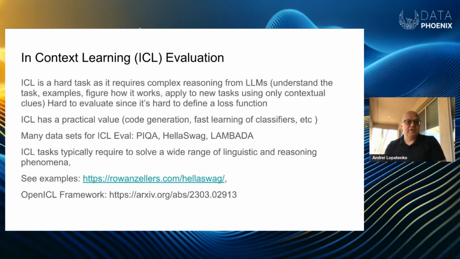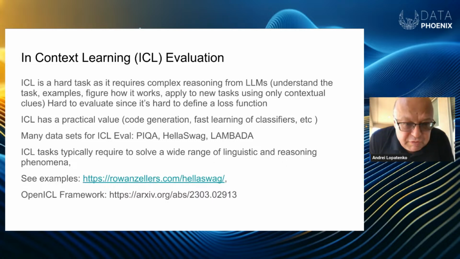Next, in-context learning evaluation. In-context learning is a hard task because it requires complex reasoning from the LLM. It must understand the task, understand examples, figure out how it works, and apply it to a new task using only contextual cues, right? So it's a hard task because of the hard reasoning it requires of the LLM. It has a lot of practical value, and there is a very big set of ways to use it. Traditionally, there are many datasets which are good for you to learn from, and which you can use for evaluation of in-context learning for your LLMs, right?